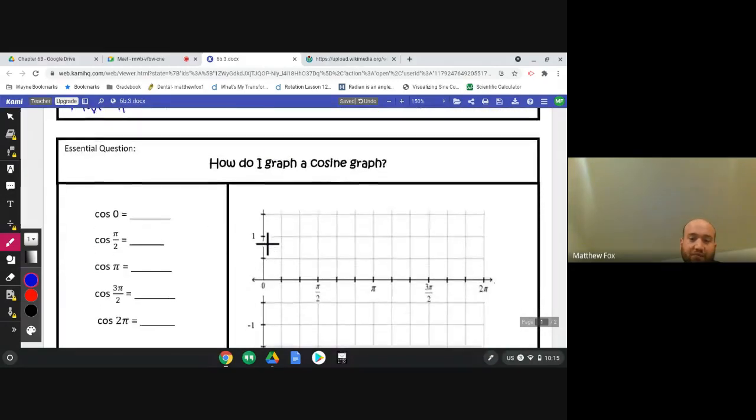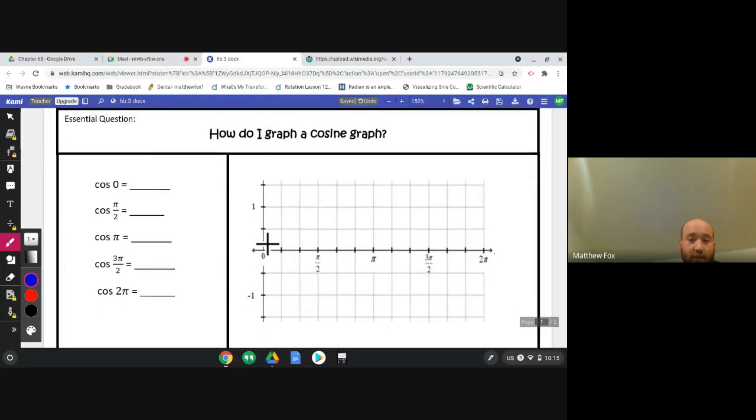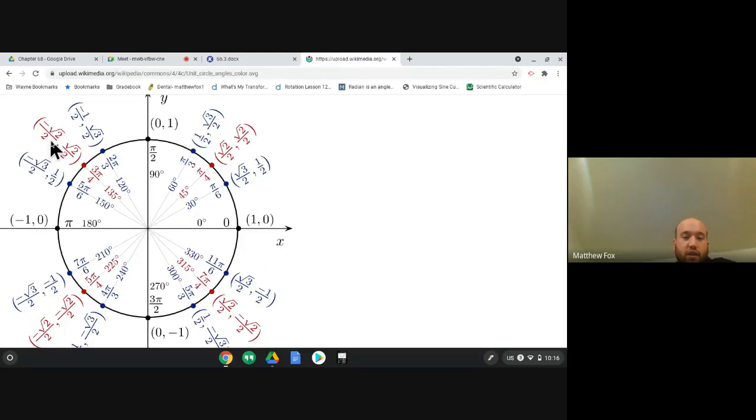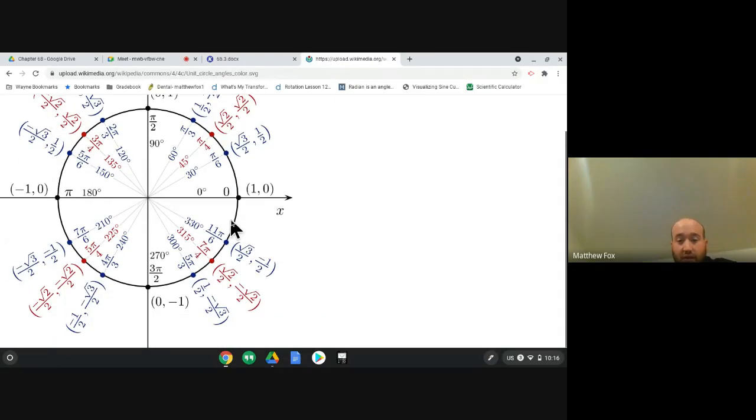Now, today we're also going to talk about the cosine graph. Our standard graph is y equals cosine of x. And for this, if you pull out your orange sheet, or we can look over here, here's our unit circle. It looks a little different than the one we have, but it's the same unit circle.